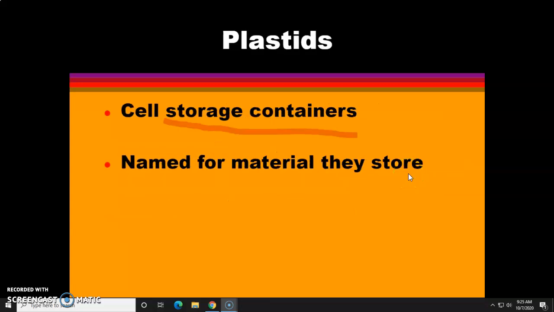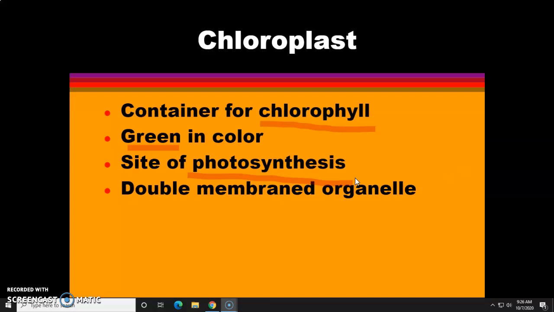And now we have plastids. They are storage containers, and there are different kinds depending on what they store. One you're very familiar with there is the chloroplast. It's chlorophyll, it's green, it's where photosynthesis happens. It's what makes plants green.